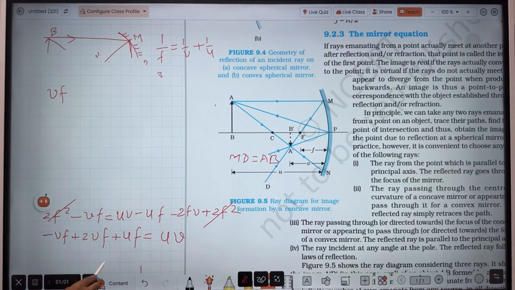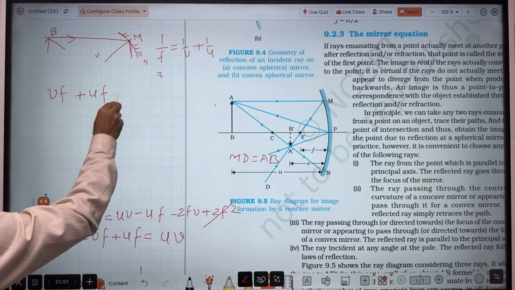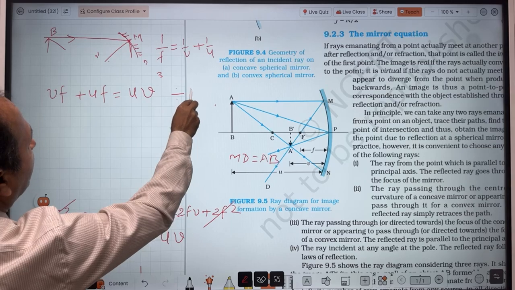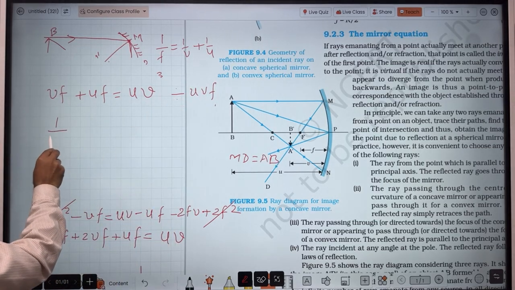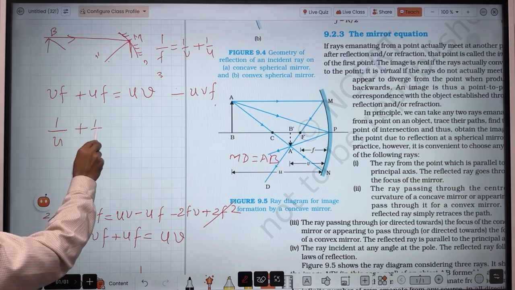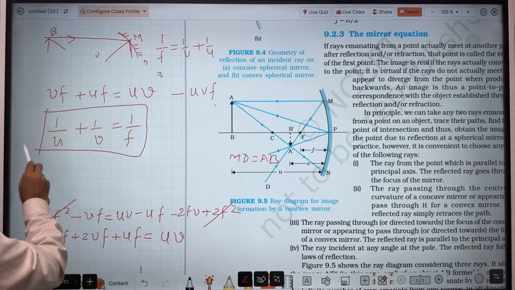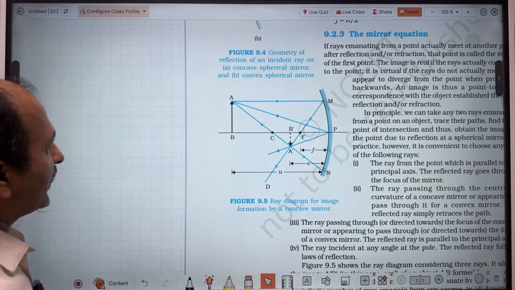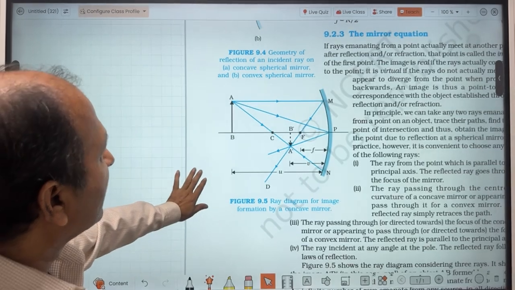So we will get VF plus UF equal to UV. Now we can divide it by UVF. If we divide by UVF, this will become 1 upon U plus 1 upon V equal to 1 upon F. So this is the required relation. I think you have understood. Now the next portion is magnification.